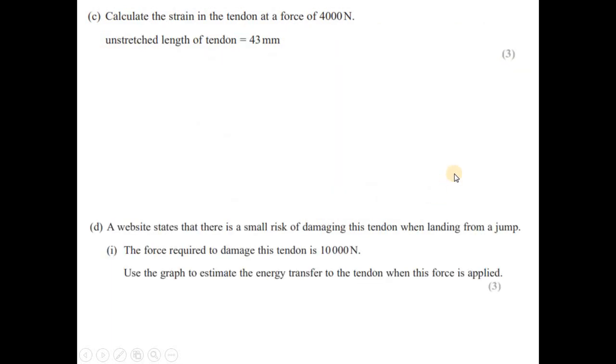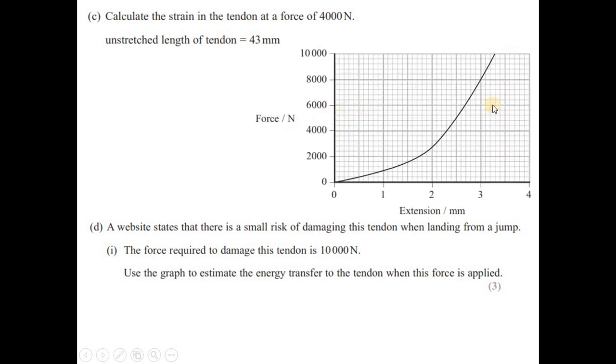Calculate the strain in the tendon at a force of 4000 Newton. The unstretched length of the tendon is 43 millimeter. So this is the graph, because you need to find a strain, and strain is change in extension divided by original length. So delta x over L, or sometimes you can say delta L over L, same approach.